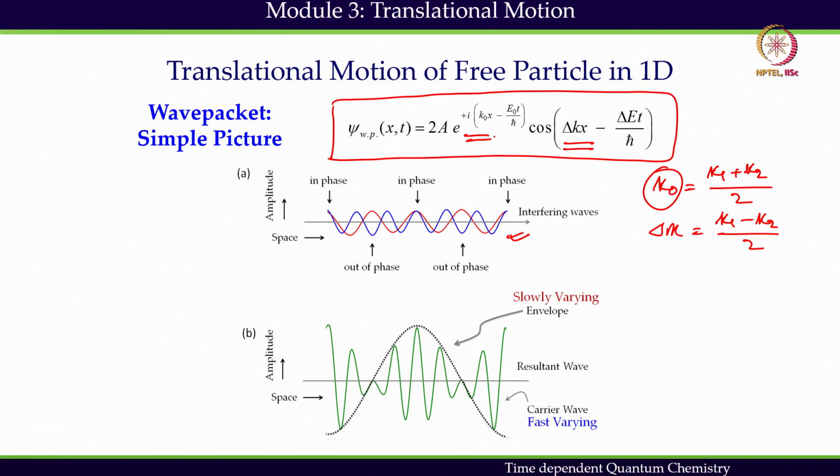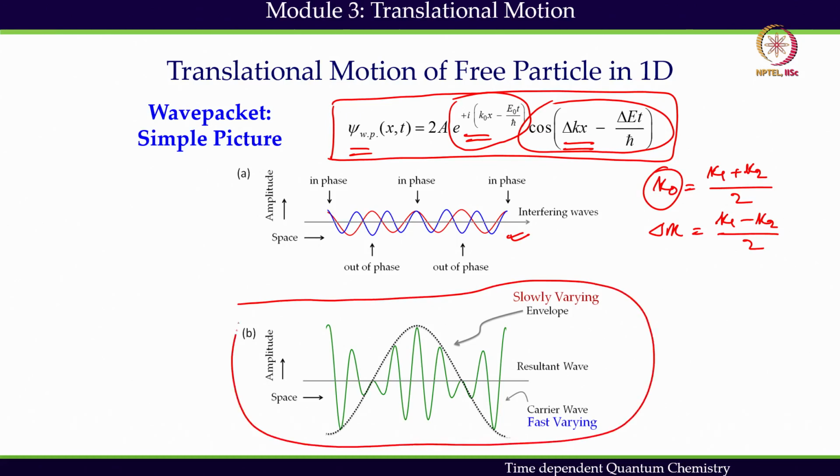So what does it mean? I have two different plane wave components representing the wave packet. It means that here we have to see this figure. This slowly varying component is this one, which is giving me the envelope function, and the fast varying component is there, which is giving me the carrier wave. So in a wave packet I have two components.